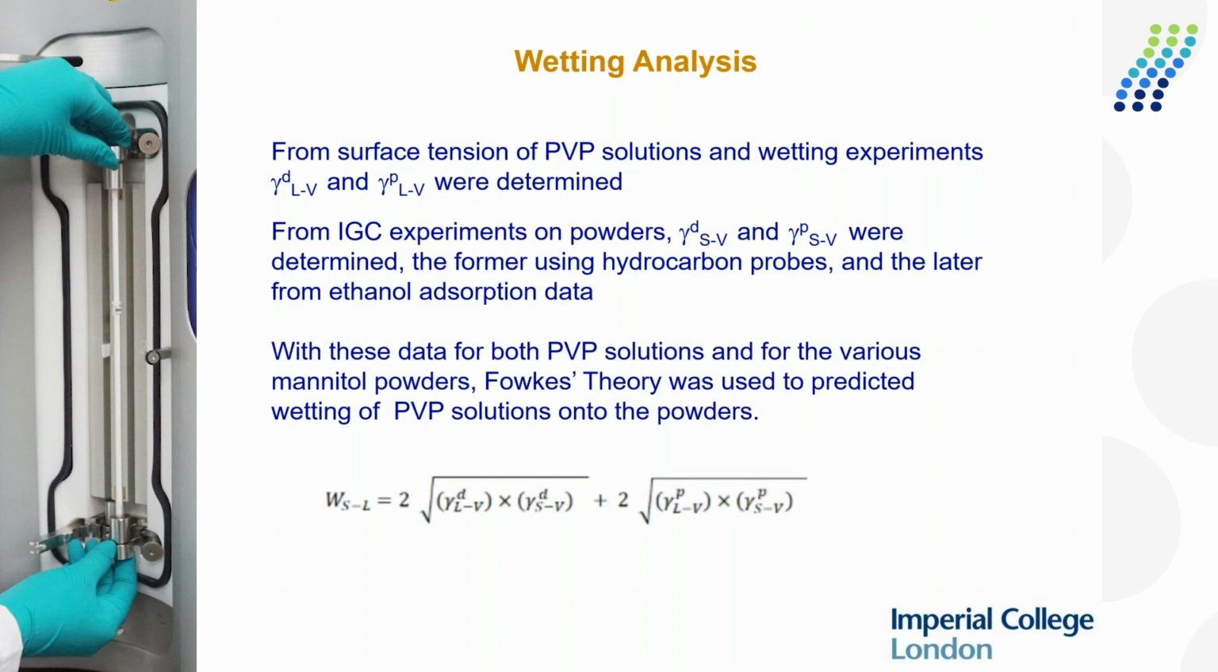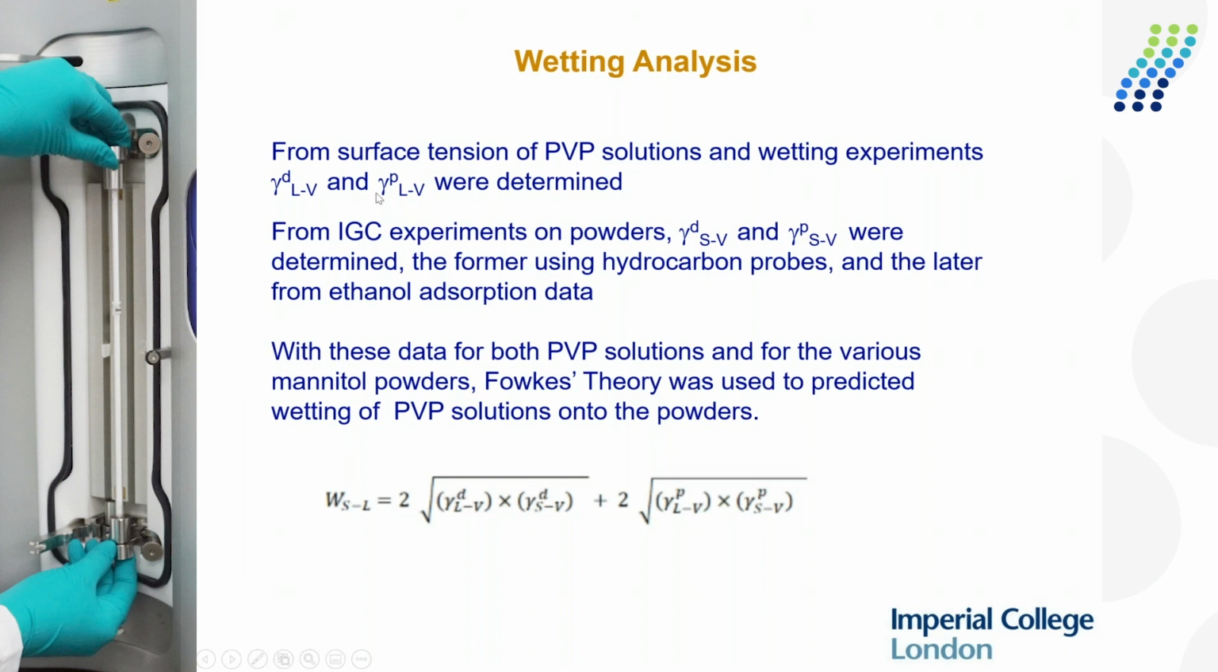So from some surface tension experiments, I'm going to characterize the liquid, my binding solution. It's fairly simple. And from my IGC experiment, I'm going to determine the two properties I need for the powder. I'm going to determine gamma D, the dispersive properties, and I'm going to also determine gamma P, the polar properties. And I'm going to use hydrocarbon probes to determine gamma D, and I'm going to use ethanol data to estimate gamma P. And it turns out if I've got gamma D and gamma P for the liquid, and gamma D and gamma P for the solid, then there's a theory called Fowkes's theory, which allows me to predict, is my binder solution going to wet my powder or not? And that's what we're going to do.